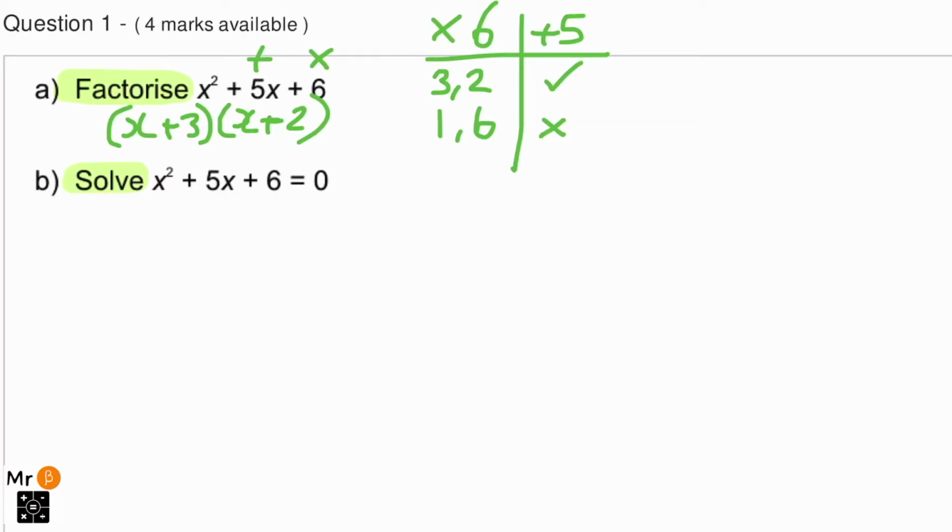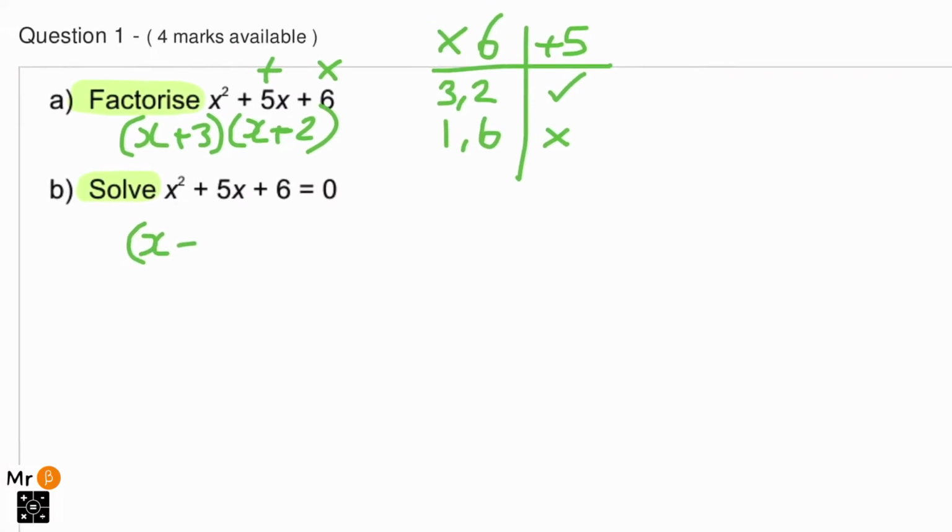Part B then asks us to solve this. So what I'm going to do is rewrite the answer which we've just got, which was x plus 3, x plus 2, and that is equal to 0. And now we need to solve it. So we need to make each bracket equal to 0, because if we made the left hand side equal to 0 here, 0 times anything is 0. If we made our right hand side equal to 0, 0 times anything is also 0. So we'd get our two solutions.